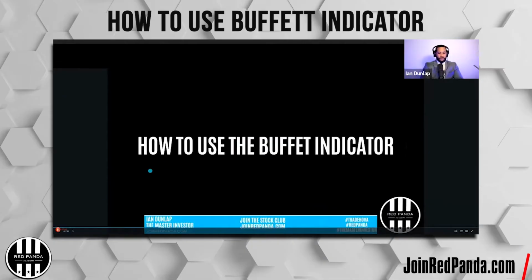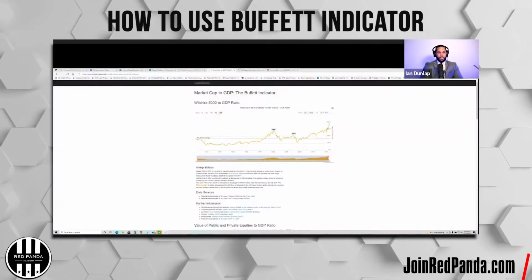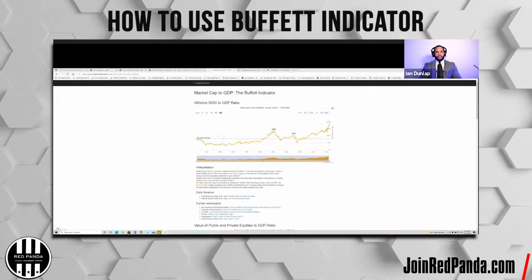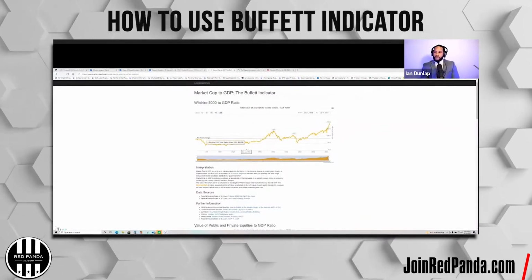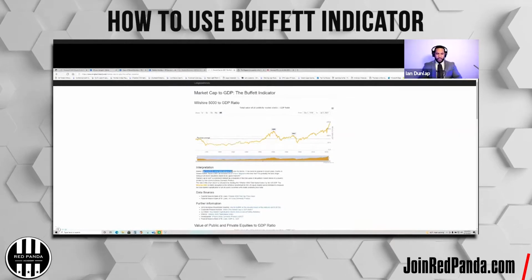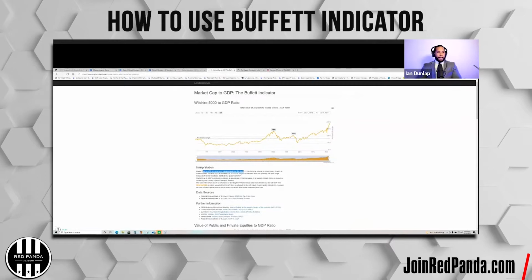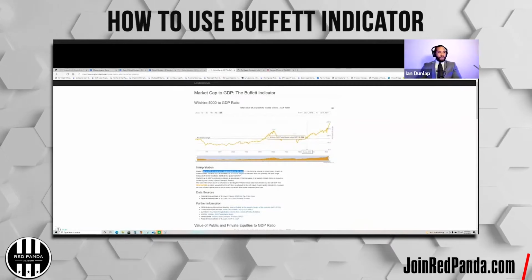Let's look at how to use the Buffett indicator really quick. This is a long-term valuation metric. If you look from 1970 to right now, you can see that market to GDP is a long-term valuation indicator for stocks. It has become super popular as of recent, and you can see the levels we've hit.